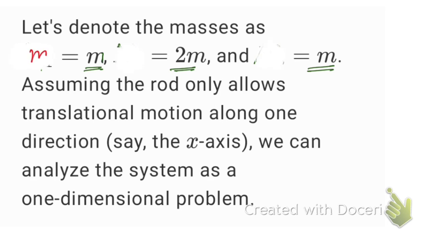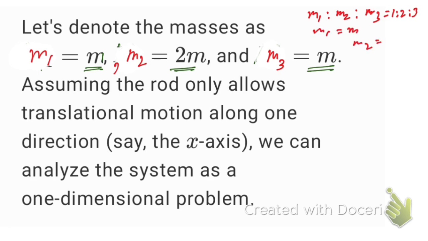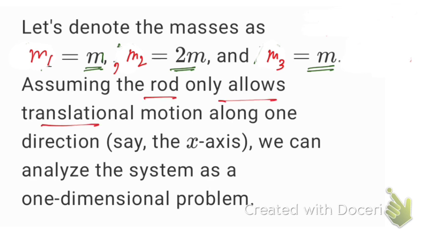So small m1, small m2 and small m3. As in the question it is given that m1 is to m2 is to m3 is equal to 1 is to 2 is to 3, so we can consider m1 is equal to m, m2 is equal to twice m, and m3 is equal to thrice m. It's a very simple mathematical concept. Hope you know this. Now assuming that the rod only allows translational motion along one direction.